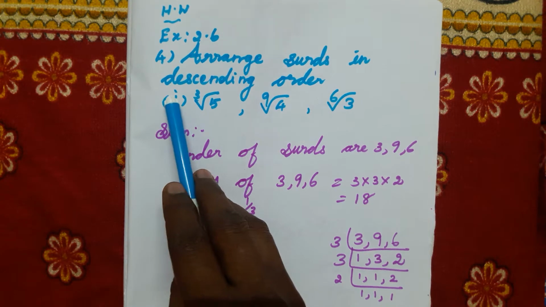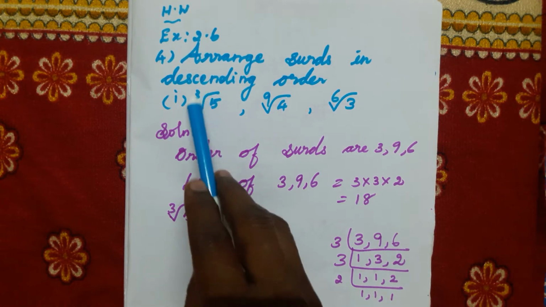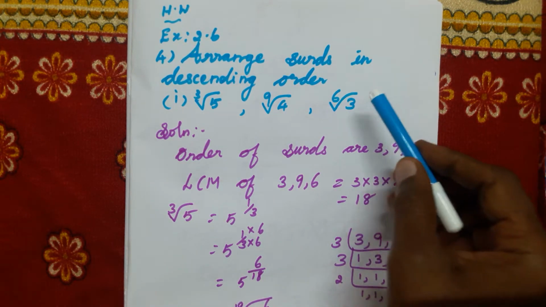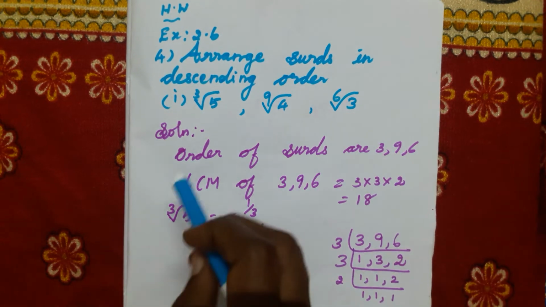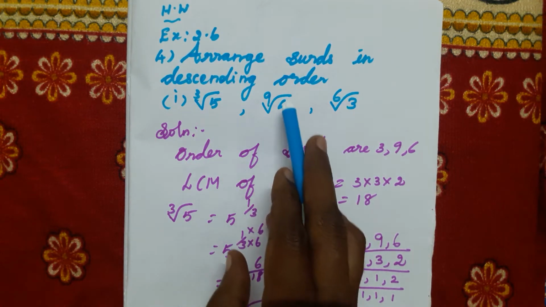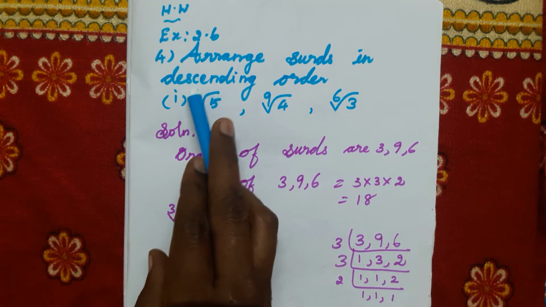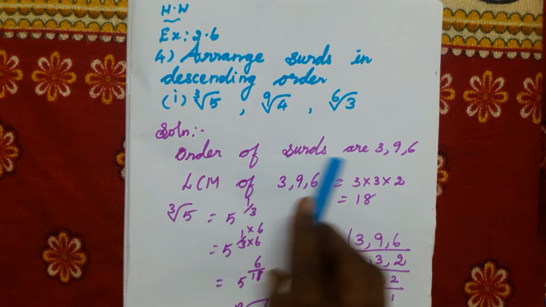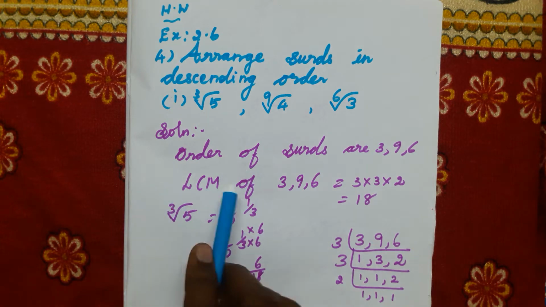The first problem, second problem already completed. Cube root of 5, 9th root of 4, 6th root of 3. First we have to write the order of surds. Order of surds are 3, 9, 6. We want to find out the LCM of the orders.